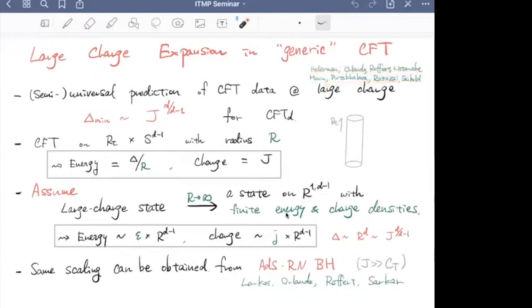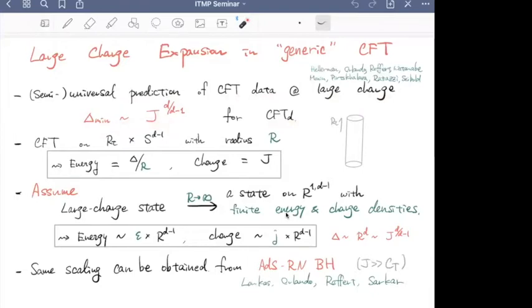One of the key results in this line of research is a semi-universal prediction of conformal field theory data in the large charge limit, which predicts that the minimal dimension of the operator whose charge is J should scale like J to the D over D minus 1 when J is very large, where J is the U1 charge of the operator, if you consider a CFT defined in D dimensions. And actually, it is very easy to derive this formula. So let me just explain how you derive it.